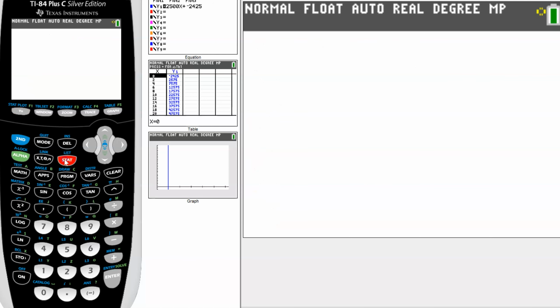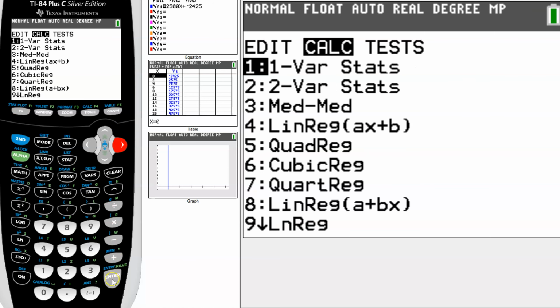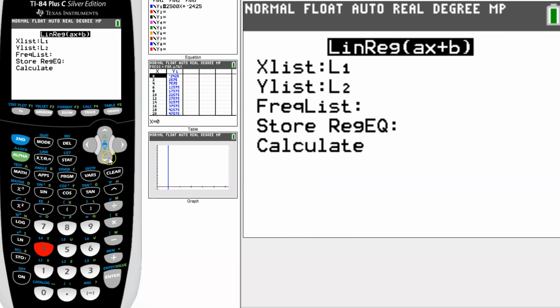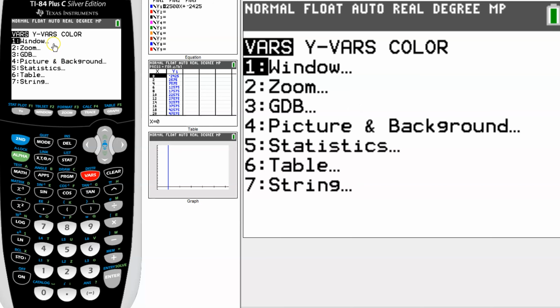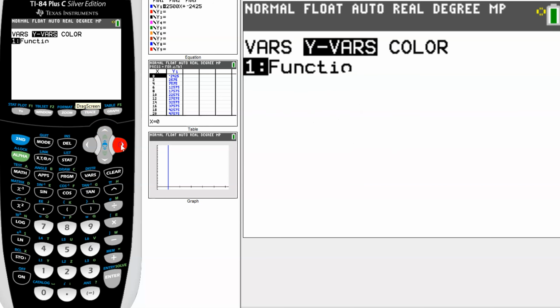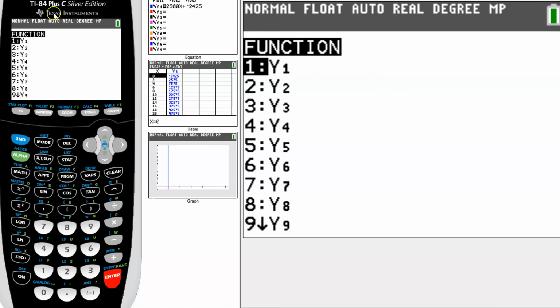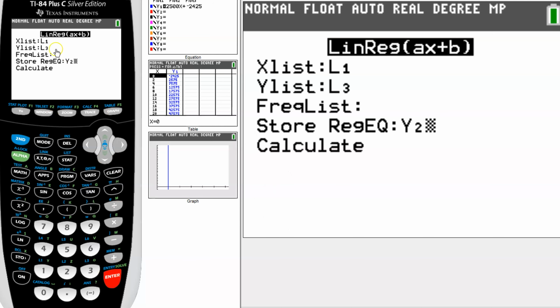So now we'll do it again. Hit Stat. We'll go to calculate. Number 4, linear regression. And this time we need to change the Y-list to L3. That's where our demand was. You'll see L3 is on the 3, in blue. So second 3, and now it's L3. We're going to store this again. So you're going to hit Vars, and go to Y-Vars because we want the y. Then it's a function. And this time we're going to put it in Y2. So you can scroll down or you can hit number 2, hit enter. So now it'll find it and put it in Y2. Hit calculate.